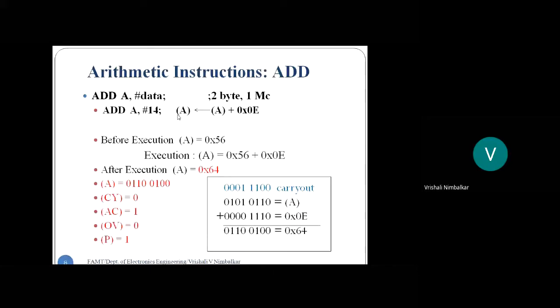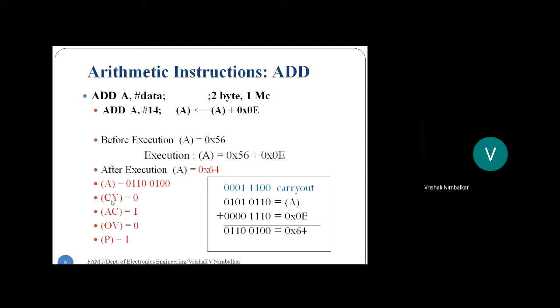See, I have given some numbers here. Before execution, let me say the accumulator had 56 hex data. In the instruction, I have put the second data, E. So 56 hex is added with E hex and the result is stored back in the accumulator. 56 plus E, the answer is 64. So the accumulator will show 0110 0100. And all the flags are affected: carry, auxiliary carry, overflow, parity. So let us see how these flags are affected.